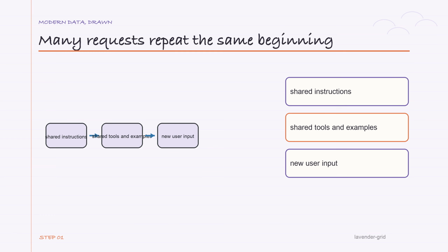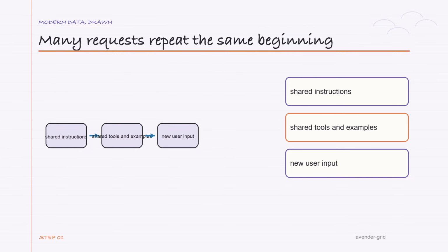We will build this idea one small step at a time, using a picture instead of jargon. An application may send the same system instructions, tool definitions, examples, and reference context with every request. Only the final user message changes. Let us slow that down and make it concrete.